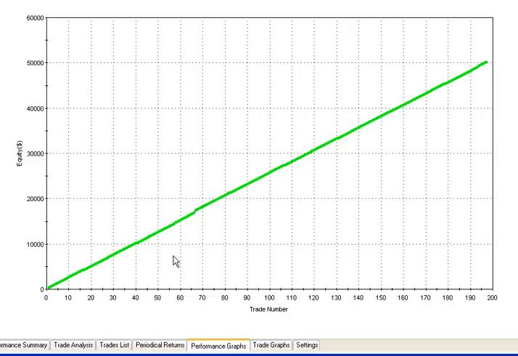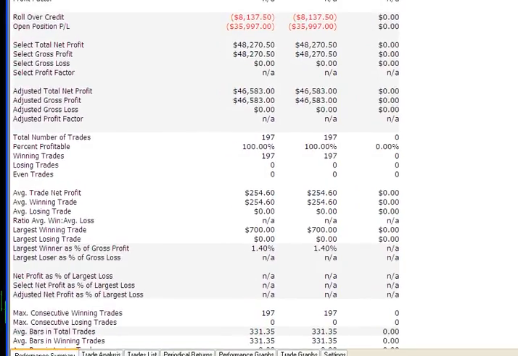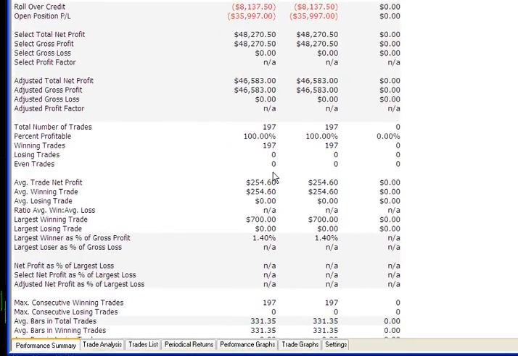Now, the next question was, how do you create a system like this? Or what percentage of the trades were profitable, I believe was my next question. It looks like they were all profitable. Let's find out. And it looks like percentage profitable trades here is 100%. So we didn't lose on any one of these trades.